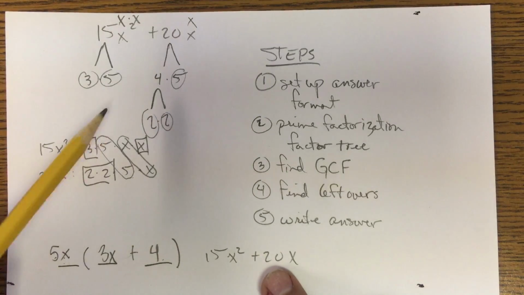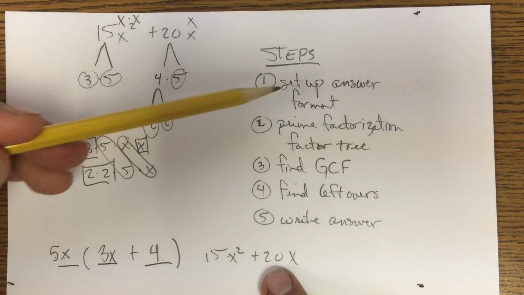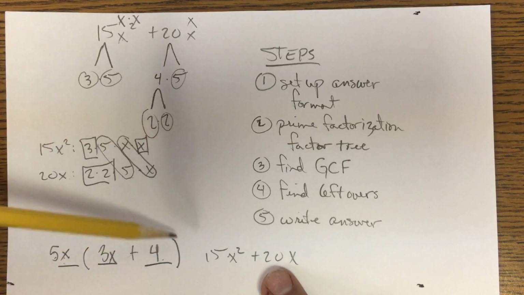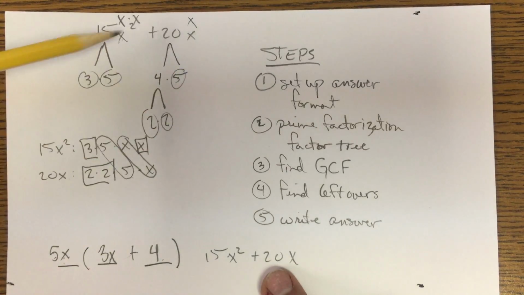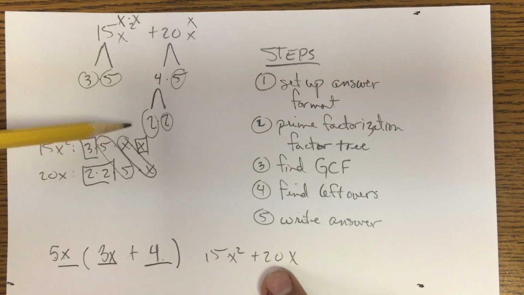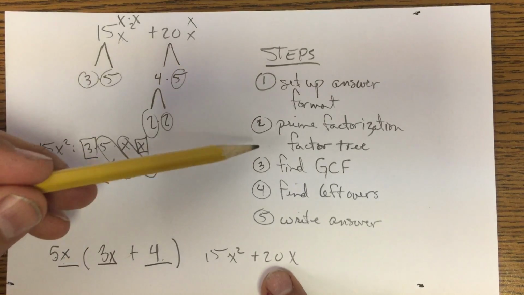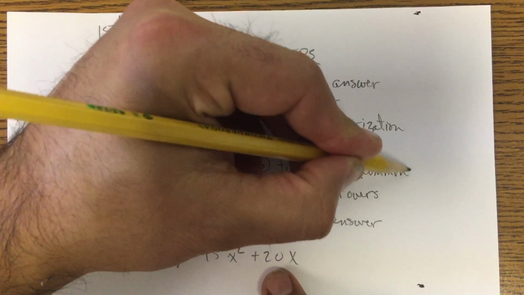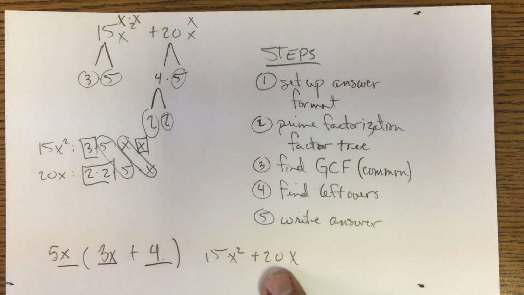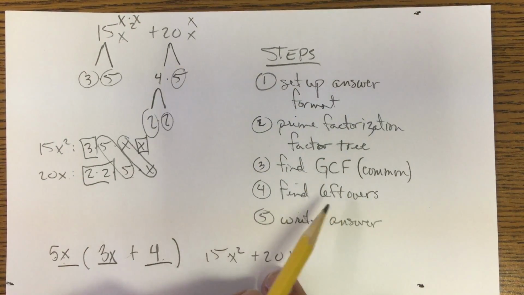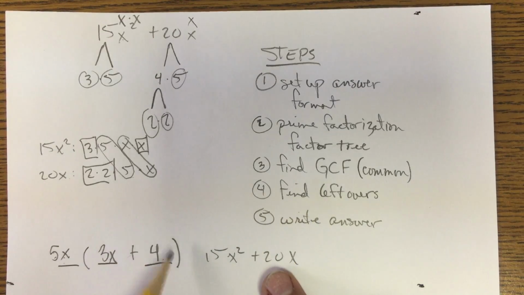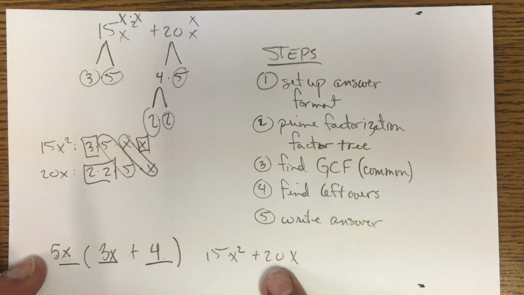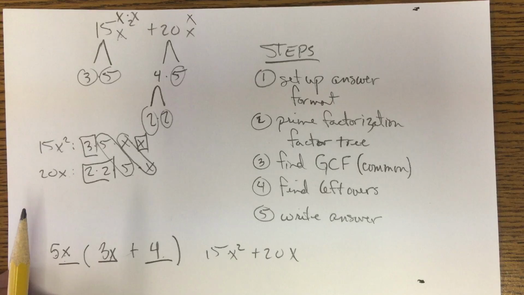So factoring the greatest common factor, we set up our answer format so we know what to look for. We do our factor tree. We list out all of the prime factorizations. We figure out what is common in all of our terms to find our greatest common factor. We find the leftovers, and we write the leftovers inside the parentheses. And there you are. Finding the greatest common factor of polynomials is these 5 steps.